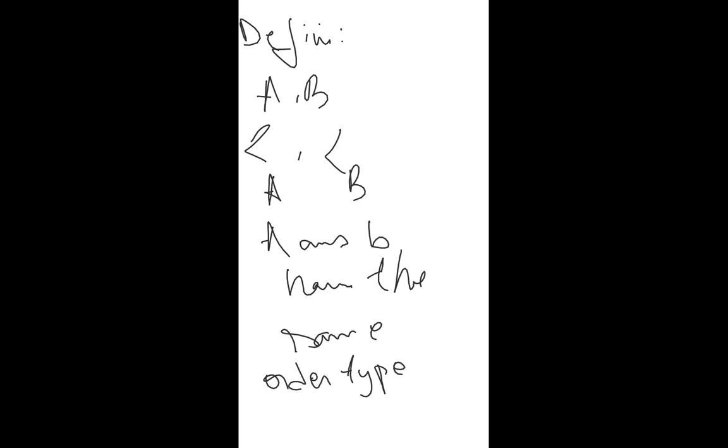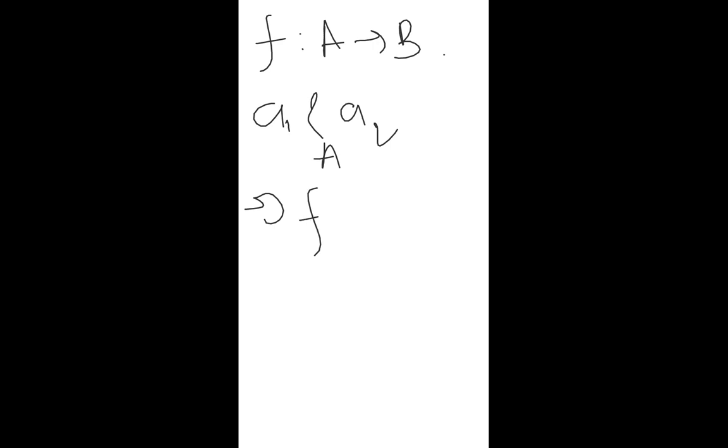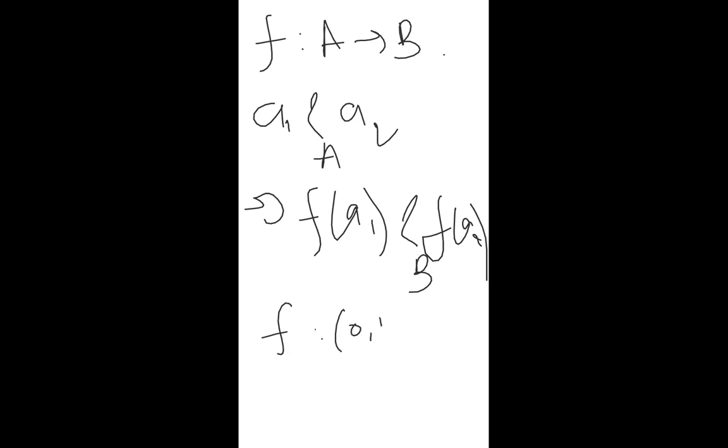If there is a bijective correspondence, so we want to define what the same order type means. This means there is a bijective correspondence F that maps A to B such that this relation holds: A1 is in relation A with A2 implies that F of A1 is in relation B with F of A2. An example of this would be a bijective function from (0, 1) to R.